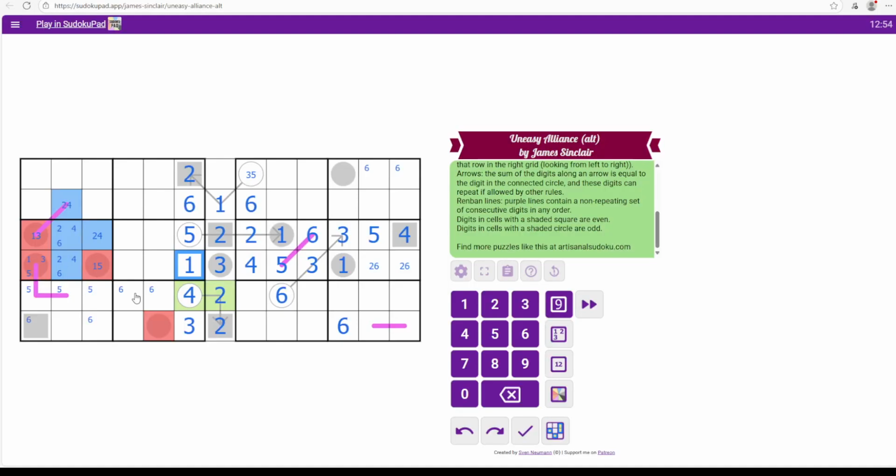Okay, so this not being a 3, that can't be 6, 4, or 3. It could be 5.